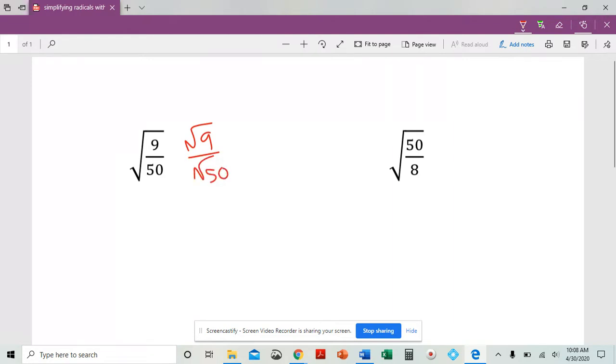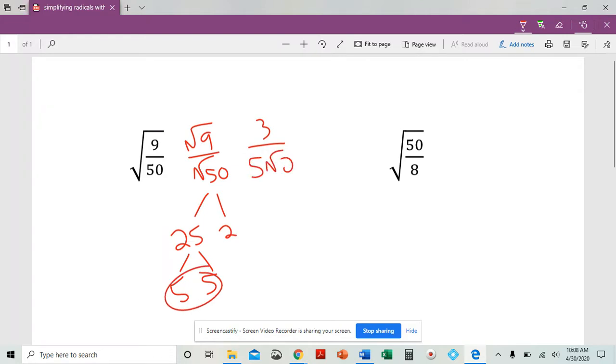So we know right away the square root of 9 is 3. All right, now the square root of 50. Well, we know that we're going to have 25 and 2, and 5 and 5. So we're going to put this 5 on the outside of our radical and the square root of 2 on the inside.